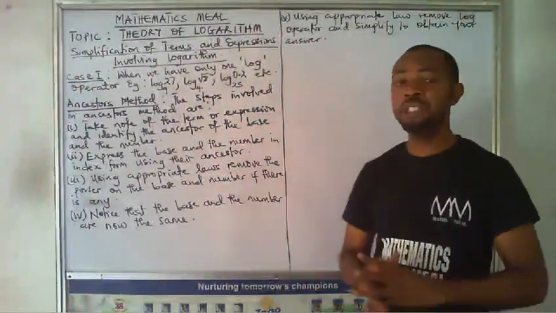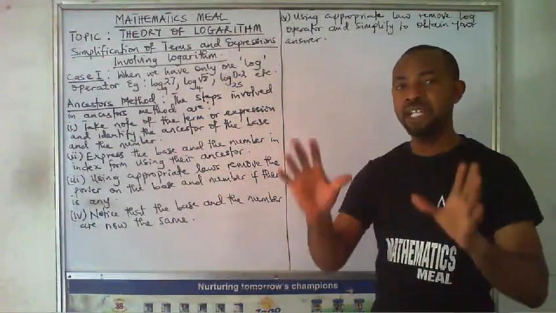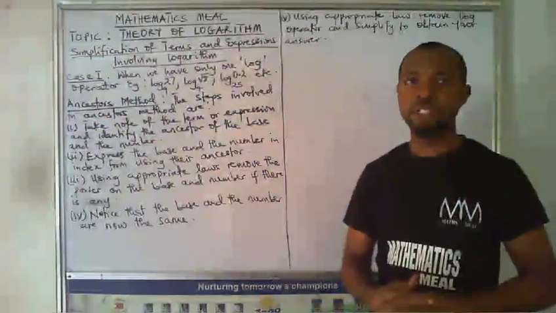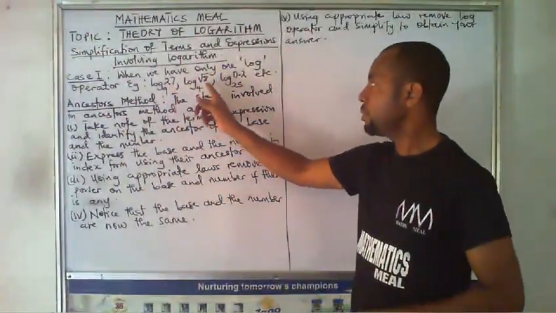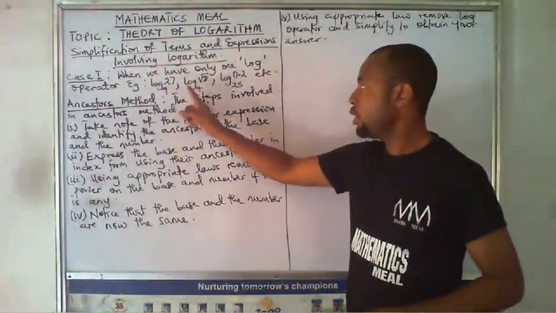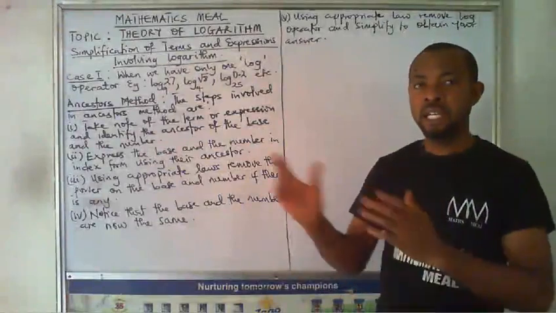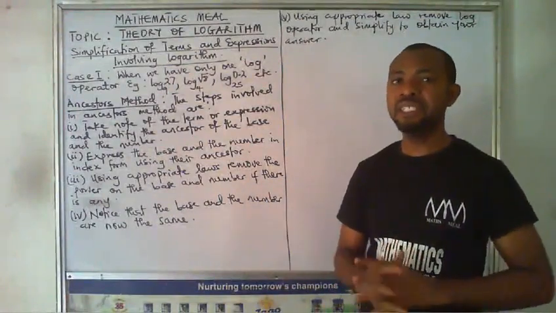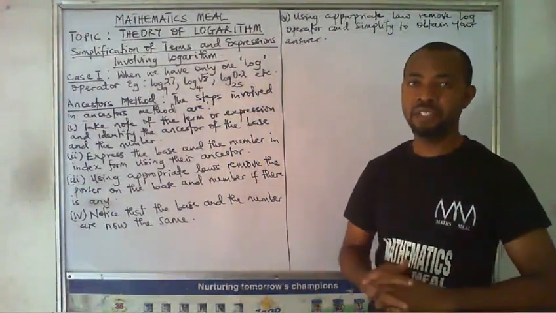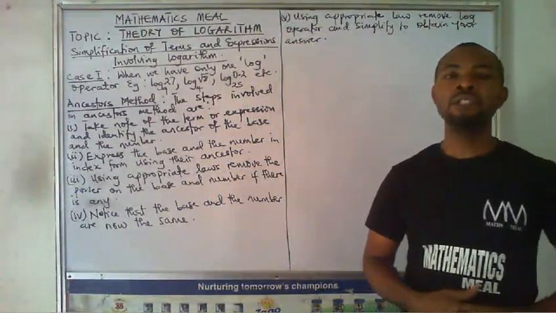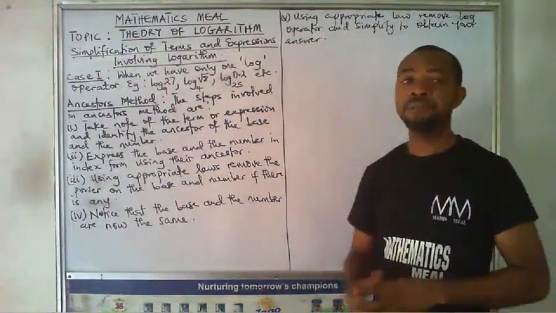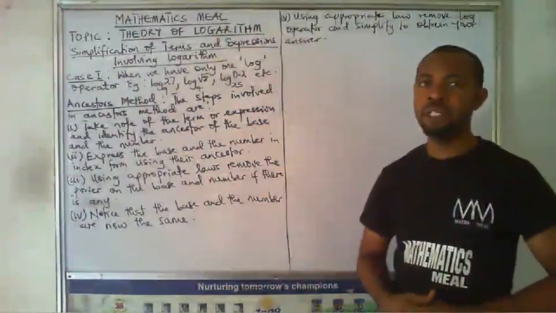Now, in the first case, which is the case when we have just one log operator, we say there are 2 methods that can be used in simplifying such terms or expressions. In the last video, we considered the first method, which is the indices method. And today we are looking at the second method, which is the ancestors method. Remember that no matter the method you decide to apply in solving any of these problems, you're going to arrive at the same results.